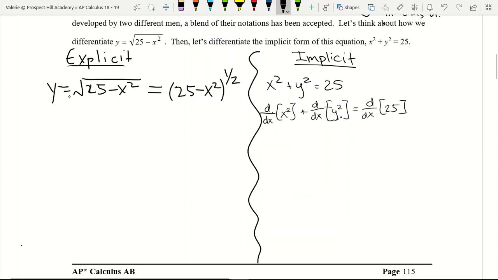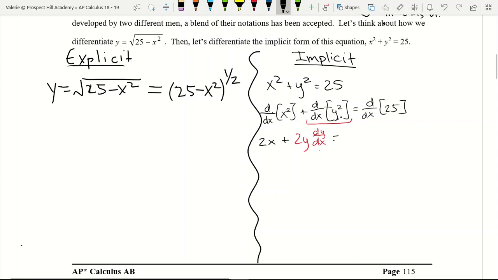The derivative of x squared in terms of x, we know how to find that. That's just 2x, plus the derivative of y squared in terms of x. This is where it gets a little bit different. We take this derivative how we normally would if y was x, so that's 2y. But because we're taking the derivative of y in terms of x and not x in terms of x, we're going to have this notation here, dy dx, because we took the derivative of y in terms of x.